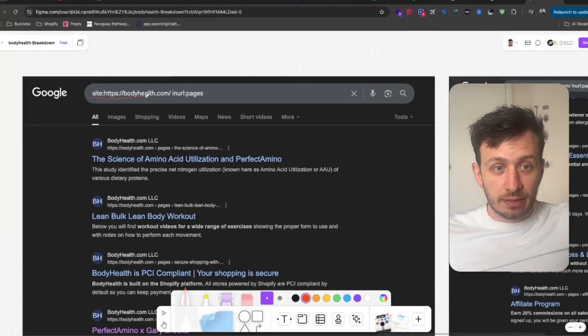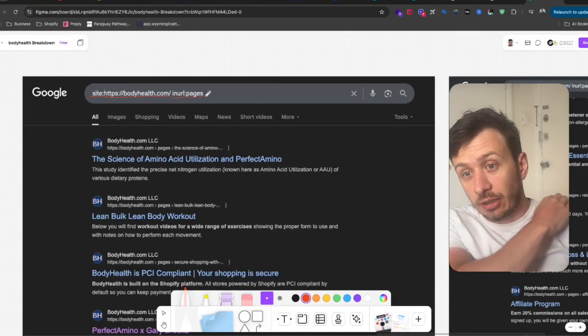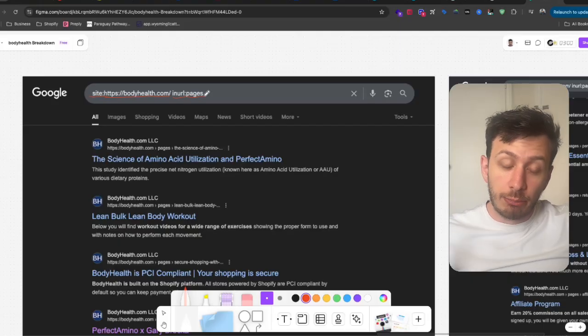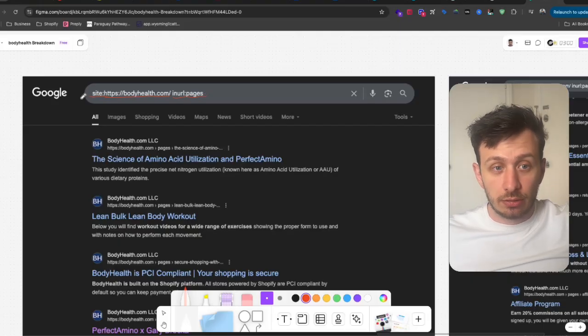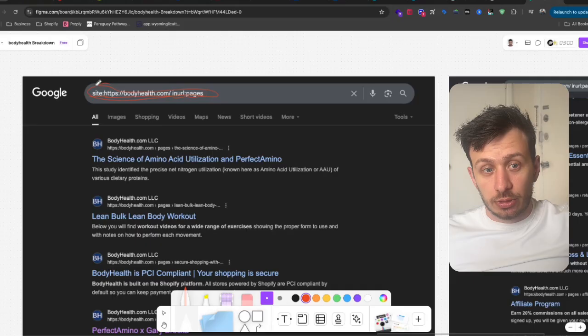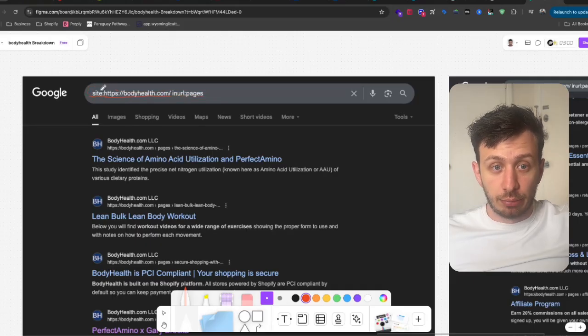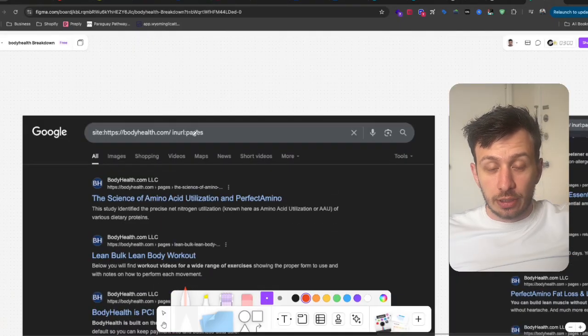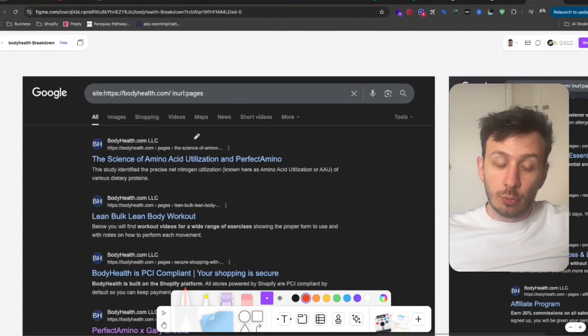I typed this right here: site, then the website, and then in URL with pages. The reason being is that on Shopify, anything that is a landing page is going to have a slash pages after the website URL. This is a command that you can use in Google. It's built into the Google search engine. And once you do, you'll find all the landing pages associated with the brand.